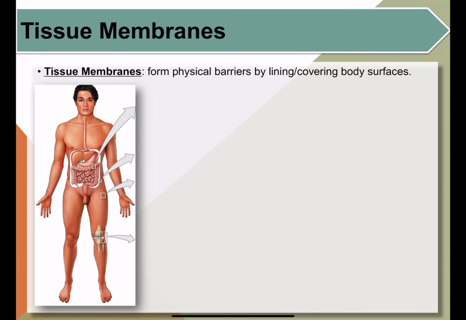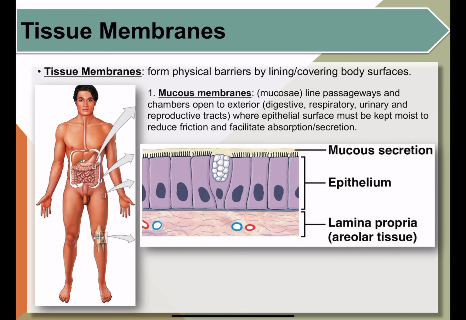So we have just completed talking about epithelial and connective tissue, which are the tougher two types of tissue. So let's summarize them into 4 types of tissue membranes that we can have in the body. One is that there are mucous membranes that line your passageways and chambers that open to the exterior, such as your digestive system, respiratory system, urinary system, and reproductive tracts.